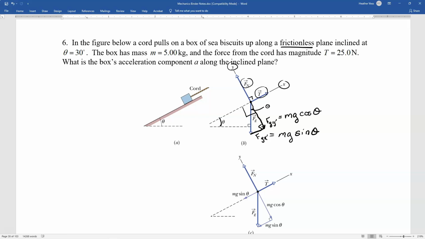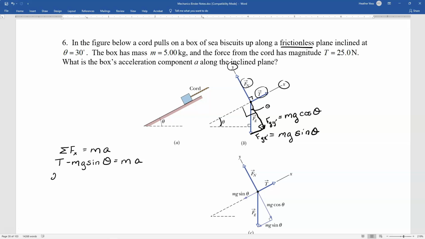So how am I going to find the acceleration? Well, I'm going to look at the net force along that incline. So I'm going to look at the net force in the x direction. That should equal the mass of the box times the acceleration. So I'm going to have the force up the incline, so that's my force tension, minus the force down the incline, that's my mg sine theta, and that should equal the mass times the acceleration.